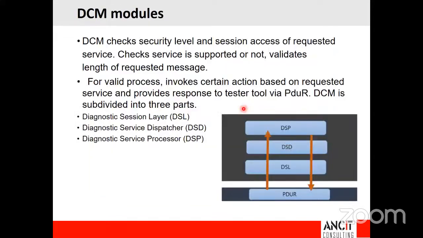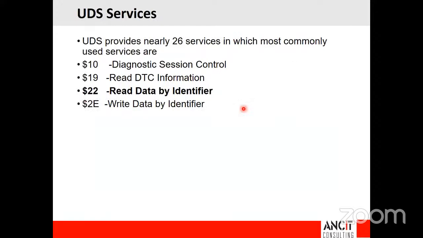There are many UDS services, nearly 26, of which the most commonly used are these. The first one is diagnostic session control, given by service ID 10. The second is reading the DTC information, that is, the errors logged by DEM, given by ID 19. What we are going to focus on is read data by identifier. The ID for read data by identifier is 22, and writing data by identifier is given by service ID 2E.